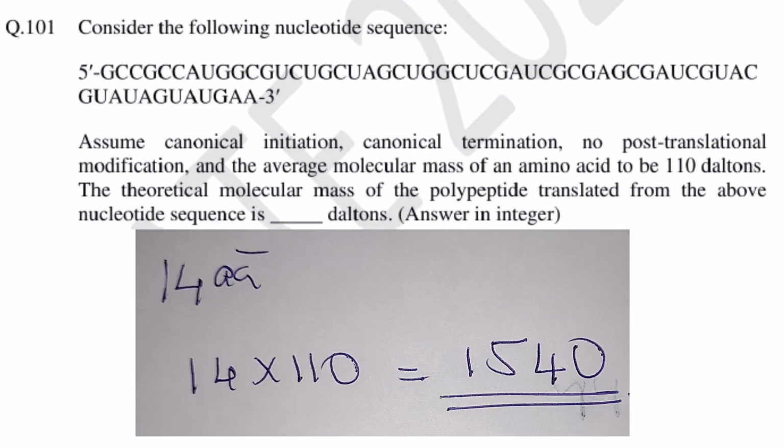Then next one. Consider the following nucleotide sequence. Assume canonical initiation, canonical termination, no post-translational modification, and the average molecular mass of an amino acid to be 110 Daltons. What is the theoretical molecular mass of the polypeptide translated from the above nucleotide sequence? So where is AUG? AUG is here. We have to see how many amino acids are produced from this nucleotide sequence.